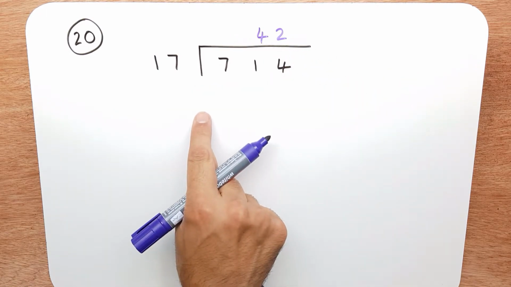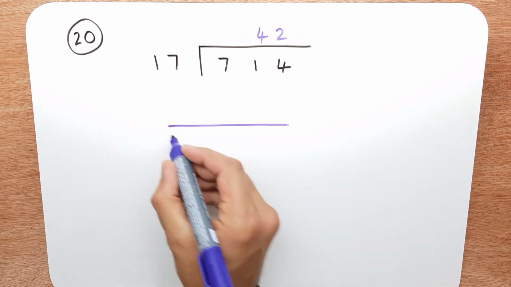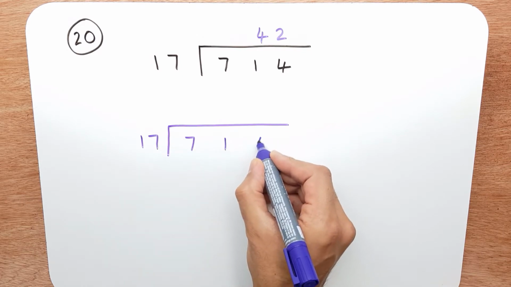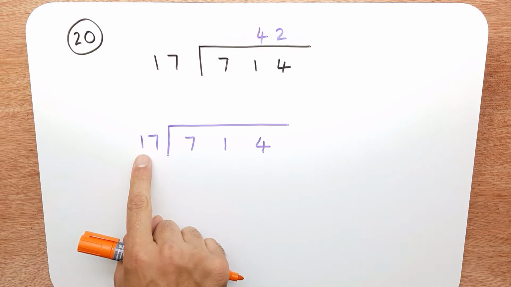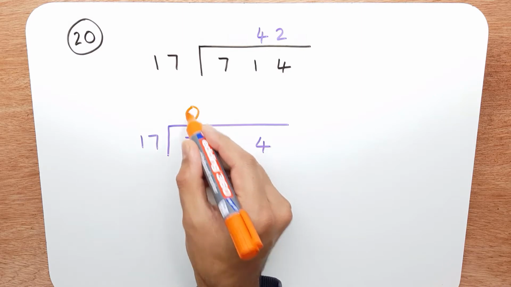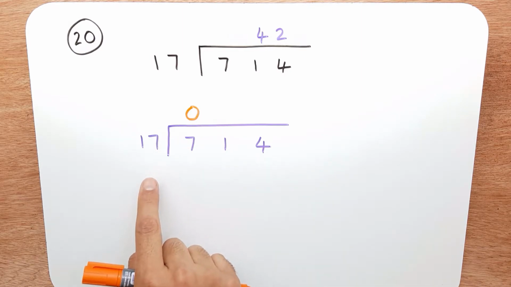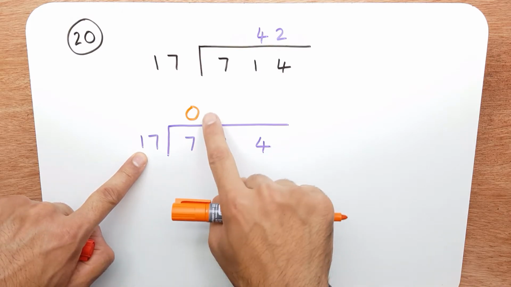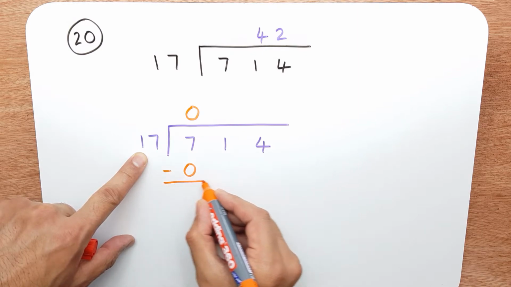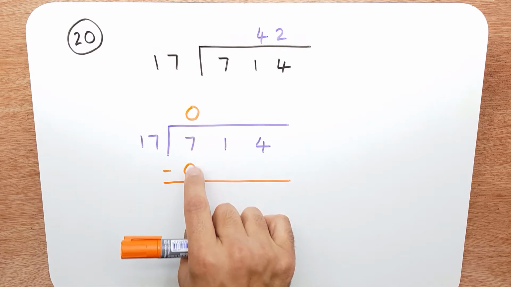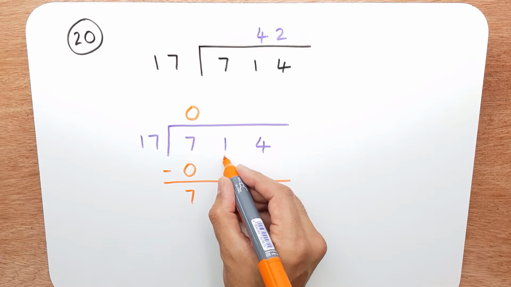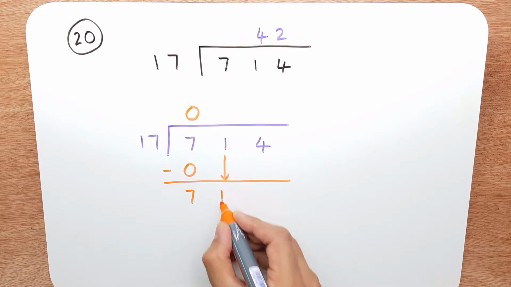So let's try this the long division way. So 17 into 7. The first question is, how many 17s are there in 7? 0. Now be careful with this. We do 17 times 0 is 0. And now all we do is simply subtract this. So 7 take away 0 is 7. And we bring the next digit down as a helper, as a companion.